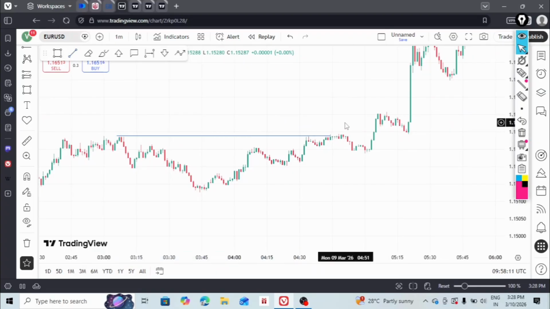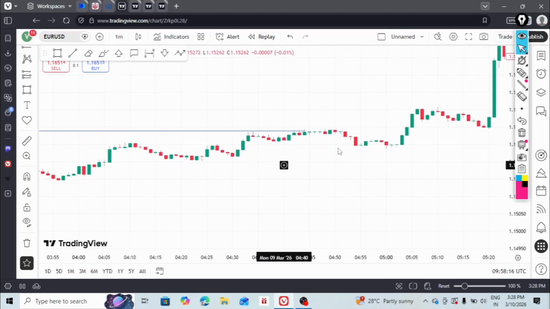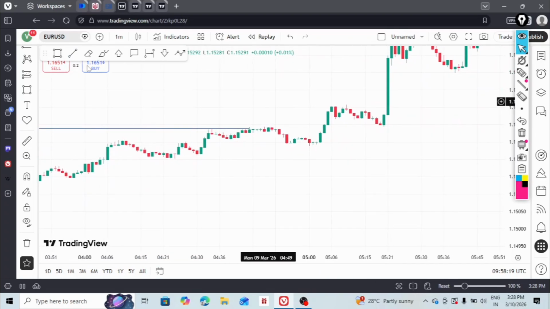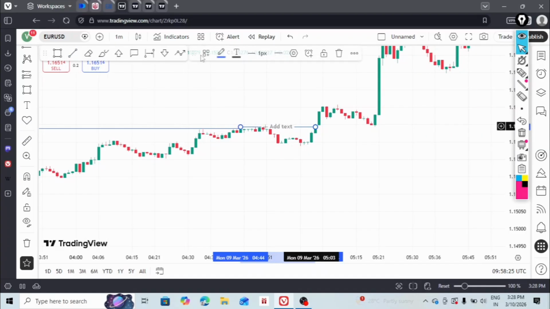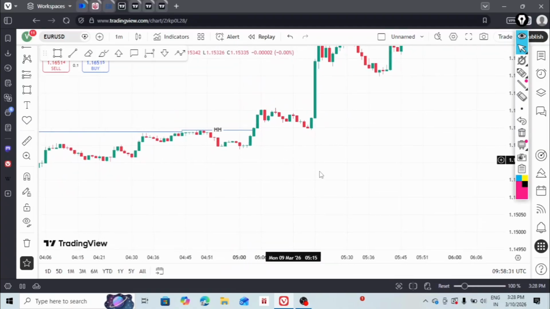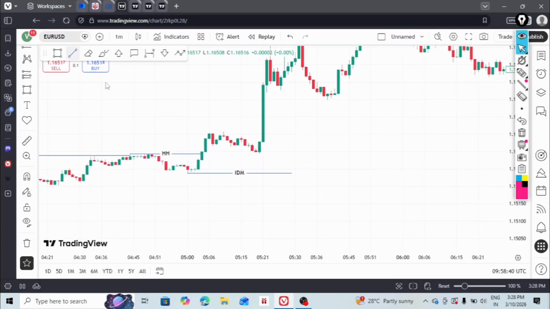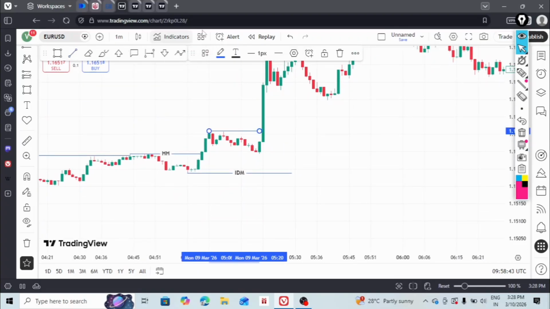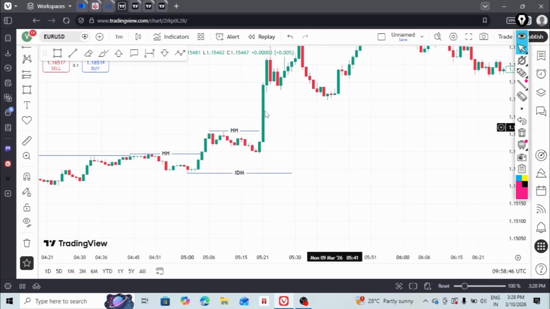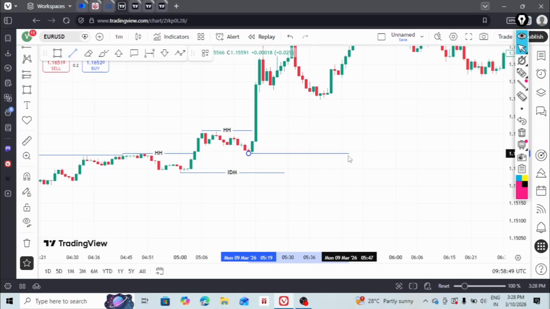Okay, so it just broke with the wick. So this is just the liquidity shift. If you look here, it broke out with the body, so this will be the higher high. This is the higher high, and then we can take this level as our inducement level. This is the inducement level. And here this is the higher high, so this will become our inducement level here.